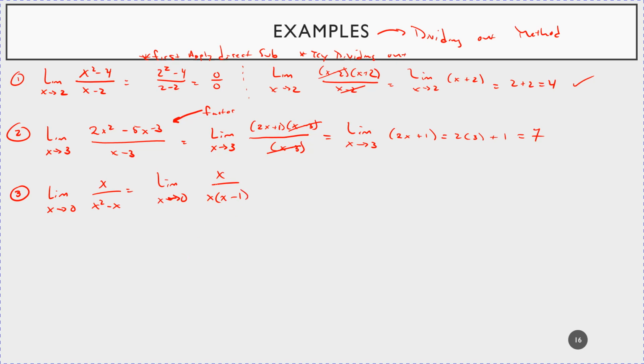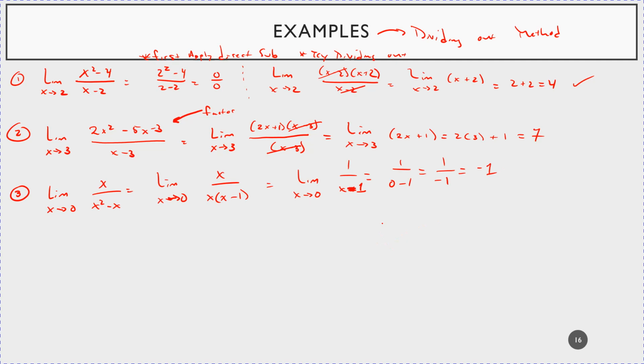And look what cancels. An x cancels here. So this just becomes the limit as x goes to 0 of 1 over x minus 1. Okay, which you can just directly plug in. So this becomes 1 over 0 minus 1, which is 1 over minus 1, negative 1 here. So it simplifies to just negative 1.